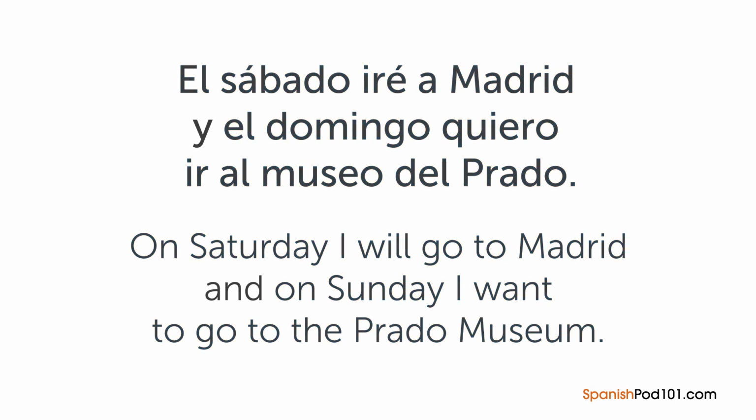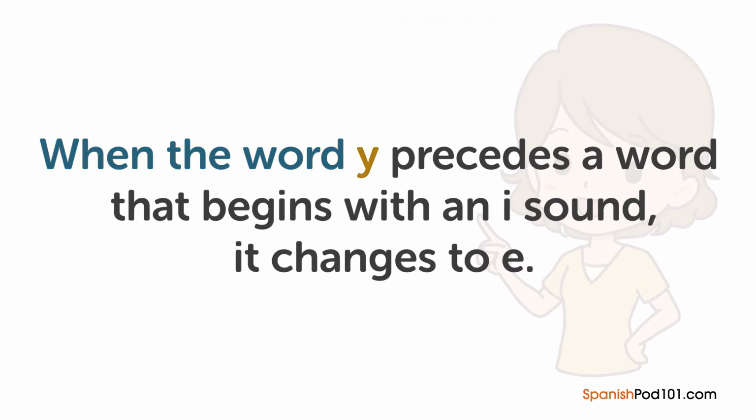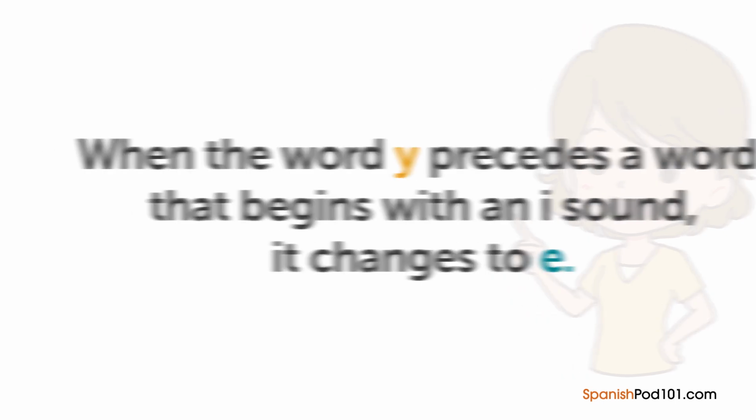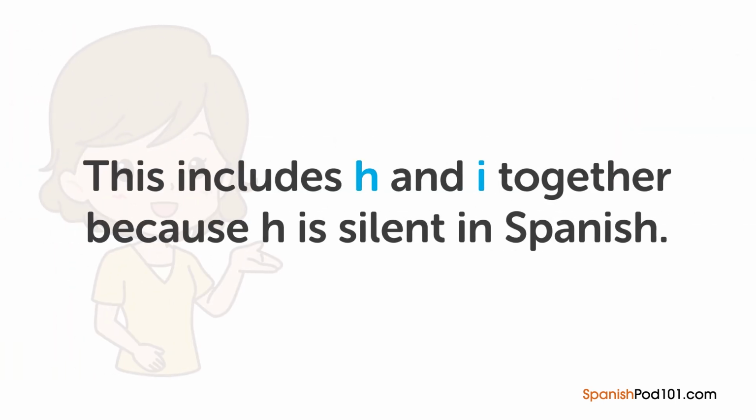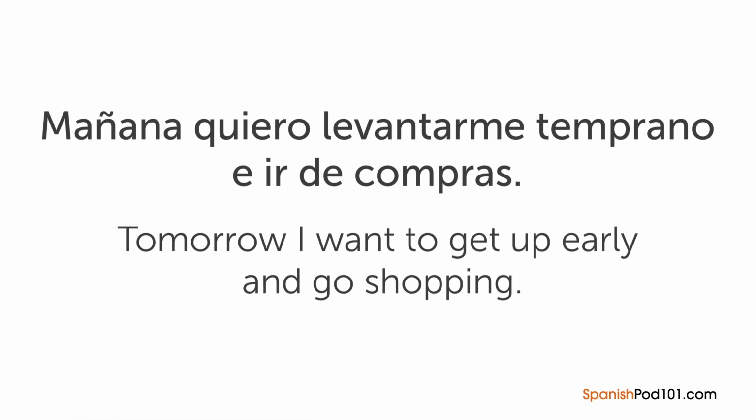Now, on to the question for this lesson. When the word y precedes a word that begins with an i sound, it changes to e. This includes h and i together because h is silent in Spanish. Let's go through some examples so you can learn when to use e instead of y. Mañana quiero levantarme temprano e ir de compras means tomorrow I want to get up early and go shopping. Here, the verb ir, meaning to go, begins with an i. Therefore, y changes to e.